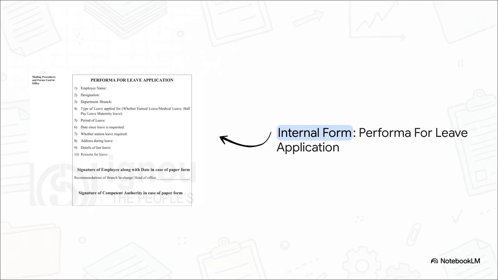Consider a standard proforma for leave application. Think about the very last time you requested some time off. This exact structure captures highly specific employee information, the type of leave, the duration, and most importantly, it guides that request straight to the required signatures of the branch in charge and the competent authority. There are no messy back and forth emails, just a clean, standardized procedure.